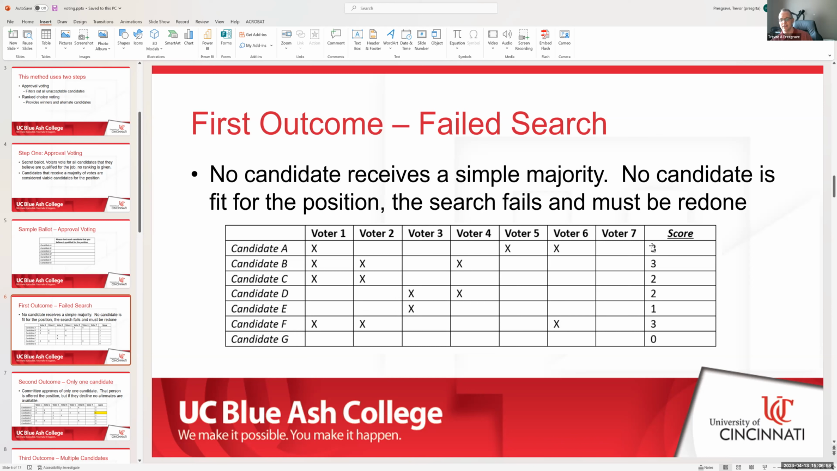And in this case, the first possible outcome is, notice out of 7 voters, there is no candidate that the majority of people approve of. So this would indicate you have a failed search, that you've looked at candidates and there's no one that the majority of people like. It's not the best outcome, but it is something that can happen in a search committee.